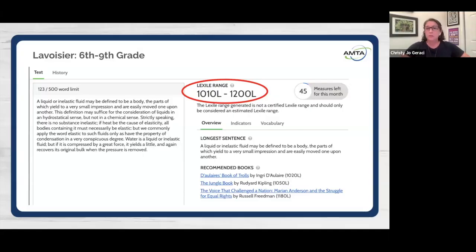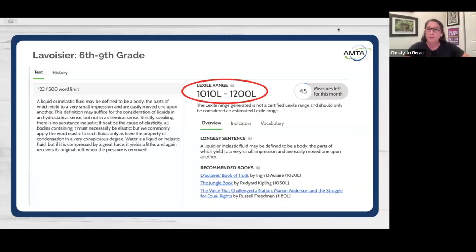Maybe not the most technical parts, but at least where he's making observations and his ideas about what those observations mean. It will give you information like the longest sentence, the indicators, how they came up with the Lexile range and some of the vocabulary. And then what's really interesting, they give you some recommended books. So the books that are most similar to Lavoisier is a book about trolls, The Jungle Book, and a book I had never heard of before, but I want to look up, The Voice That Changed a Nation, Marian Anderson and the Struggle for Equal Rights. So students can get an idea of what other books are at this level, and then you can recommend them to them.